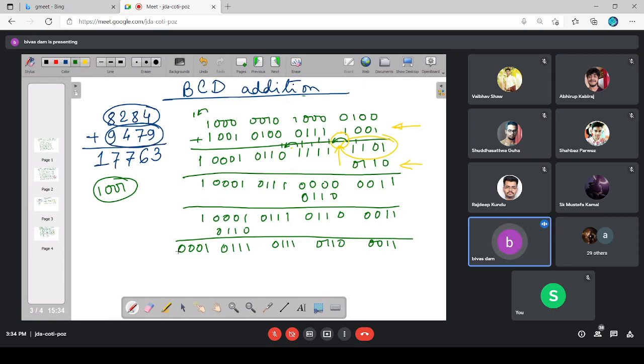Okay. Now is this nibble greater than 9? No, sir. Was any carry from this nibble to next higher nibble? No, sir. So this is the final result. So what is this final result? Now 1, 7, 7, 6, 6.